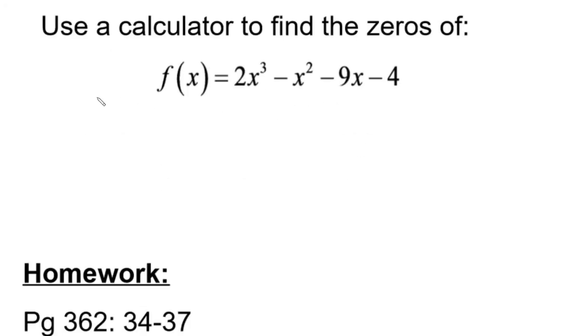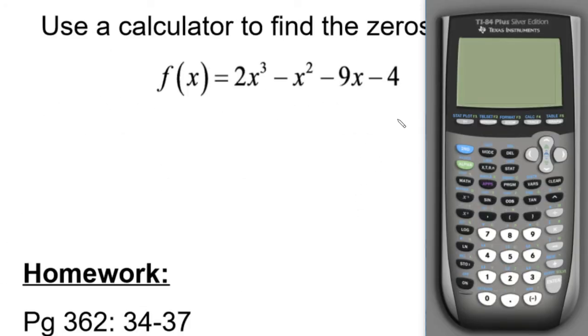So let's go ahead and do this. Turning on your calculator, you press y equals, then you enter in the polynomial. So 2x to the third, next, minus x squared, minus 9x, minus 4. All right. Then you press graph.